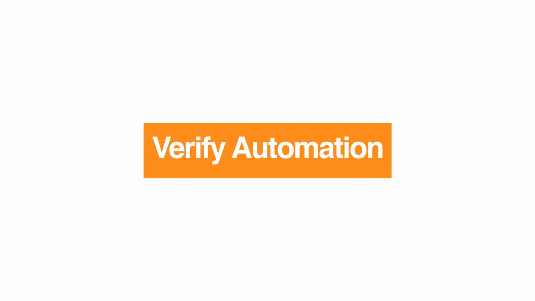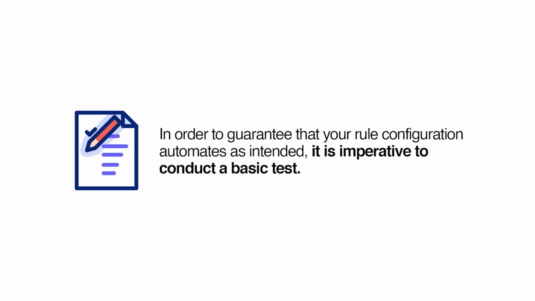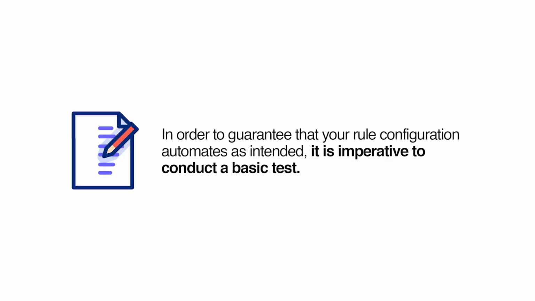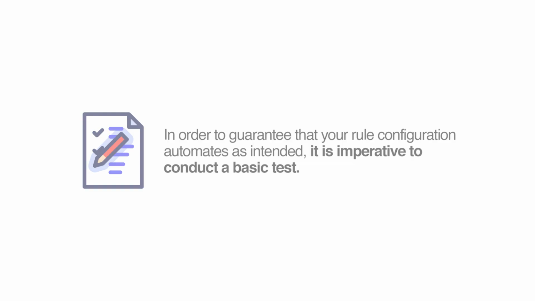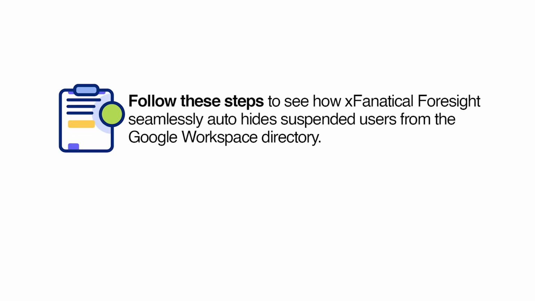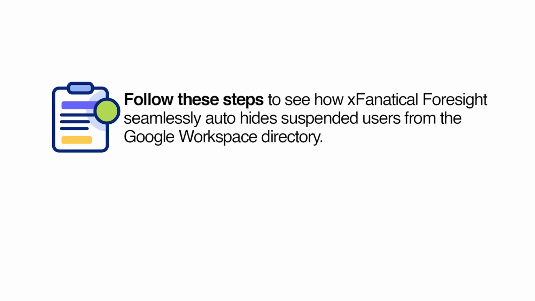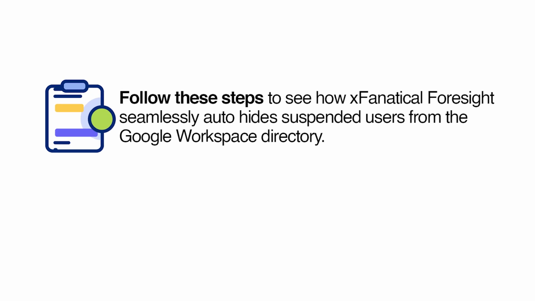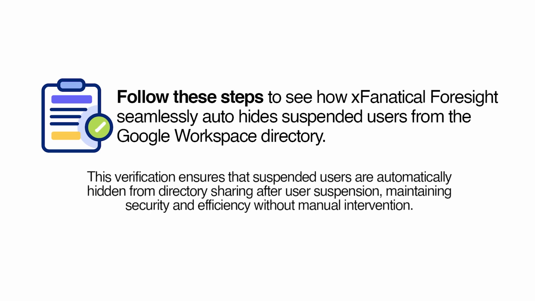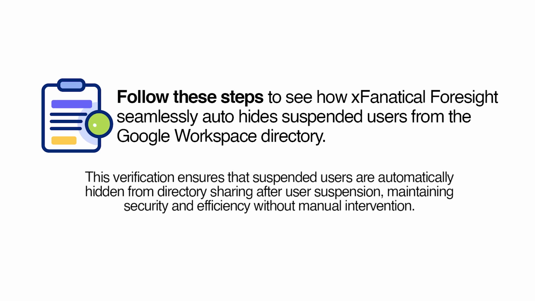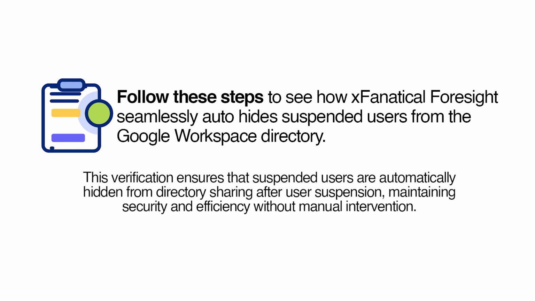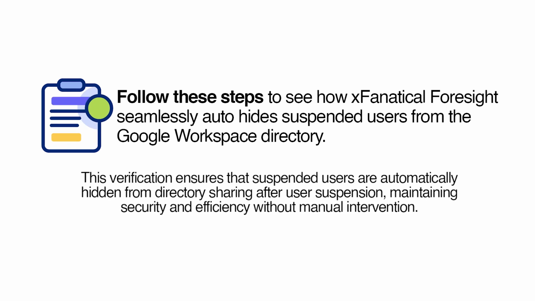Verify automation. In order to guarantee that your rule configuration automates as intended, it is imperative to conduct a basic test. Follow these steps to see how xFanatical Foresight seamlessly auto-hides suspended users from the Google Workspace directory. This verification ensures that suspended users are automatically hidden from directory sharing after user suspension, maintaining security and efficiency without manual intervention.